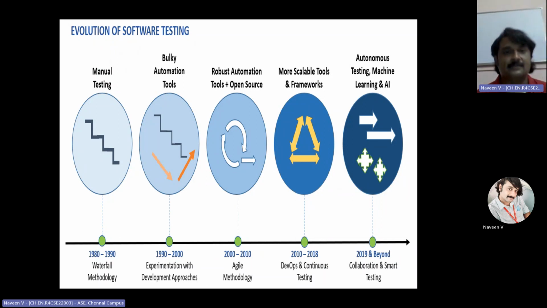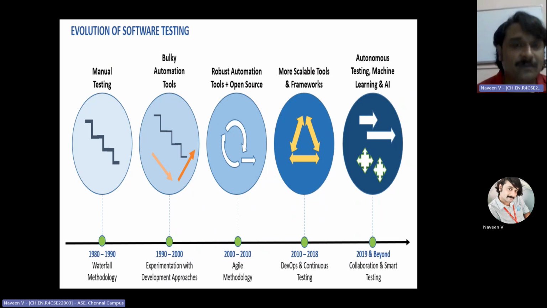Manual testing was done in the 1980s to 1990s. How was manual testing done in olden days? The waterfall methodology was used. Manual testing was done for the software we create with the waterfall model. We are all clear about software engineering methodologies, and one of the main models we follow to develop software is the waterfall model. So the waterfall model played a major role in manual testing in the 1980s and 90s.